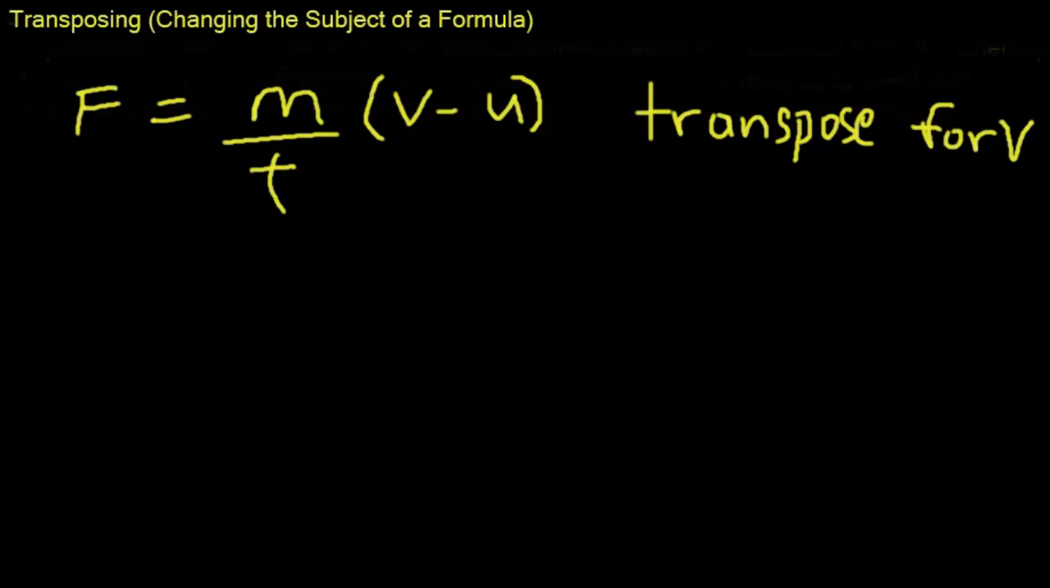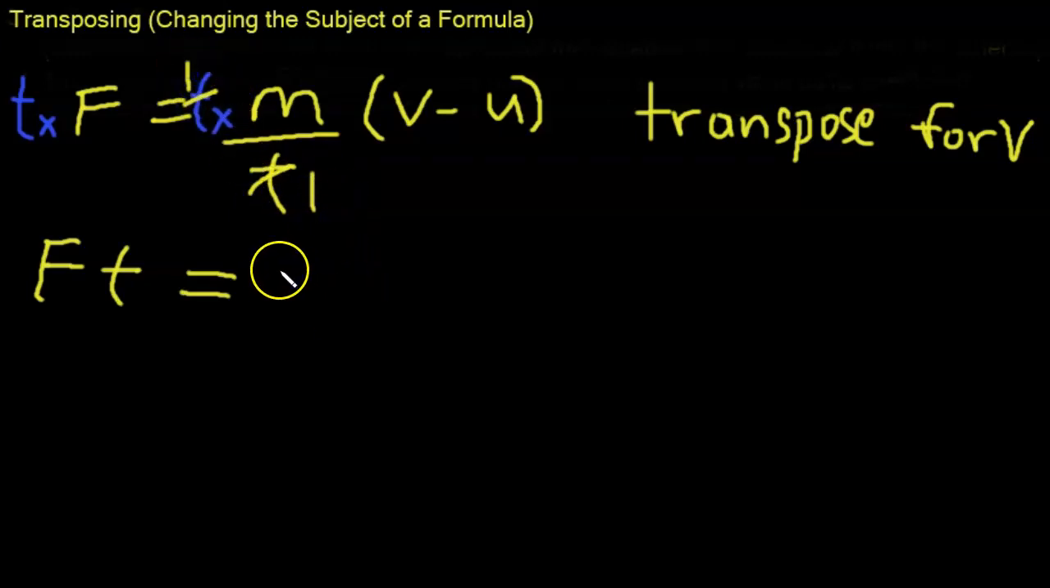Yes, definitely. We can multiply both sides by the denominator of the fraction there, which is T. So we're going to multiply both sides by T, so T times the left hand side, and T times the right hand side. And we'll end up with FT, TF or FT, doesn't matter. And then here, T into T, that's the whole point of multiplying both sides by T. You want to get rid of that T there. So we're left with M(V minus U).